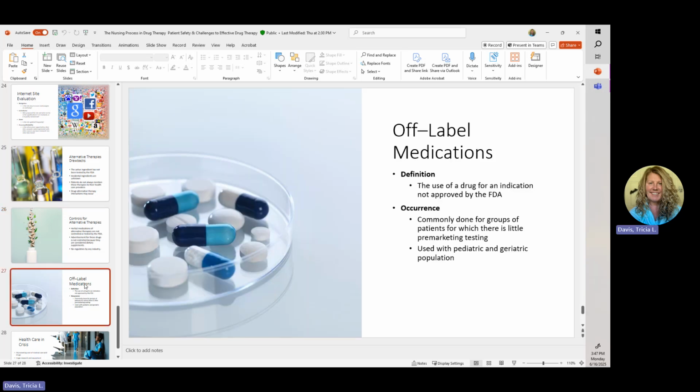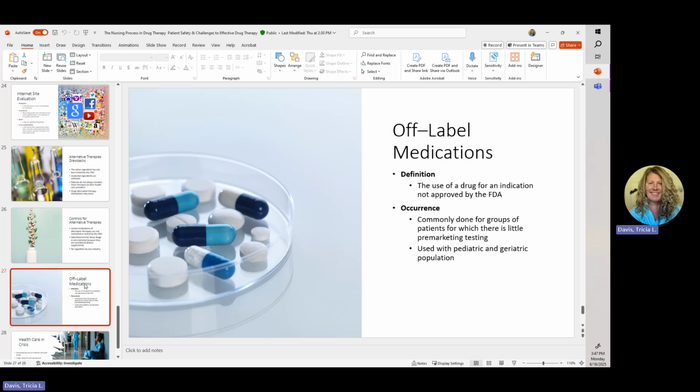You definitely will see in the nursing field as you start giving medications that there are a lot of medications that are prescribed for off-label use. We call these off-label medications. So this is the use of a drug for an indication that was not originally approved by the FDA. So what are some examples of that?